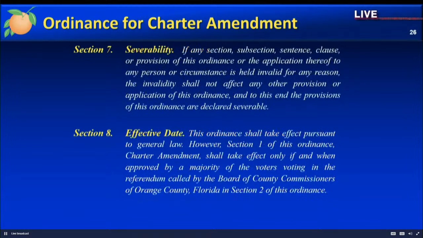Subsection 7 is severability, which ensures that the entire ordinance does not become void due to the invalidity of a single part of the ordinance. And finally, subsection 8 identifies the effective date of the ordinance, which is pursuant to general law and only if and when approved by the majority of the voters voting on the referendum of November 5th. So that is the entirety of what is in the ordinance itself.